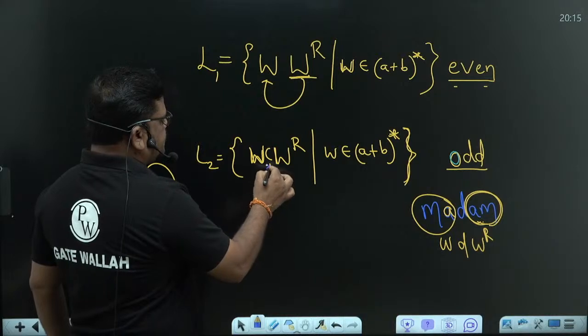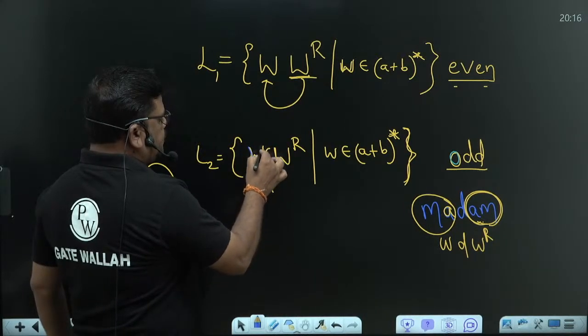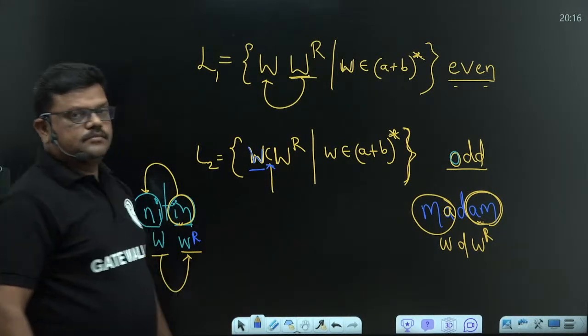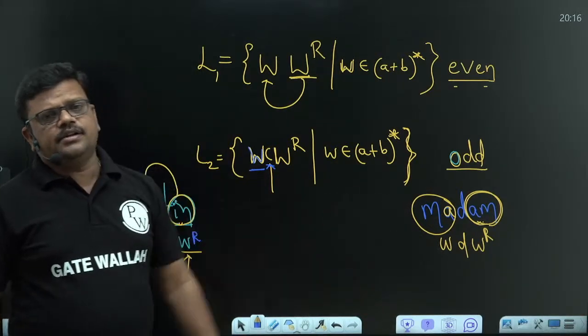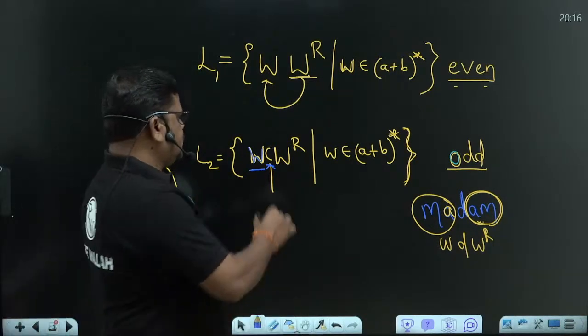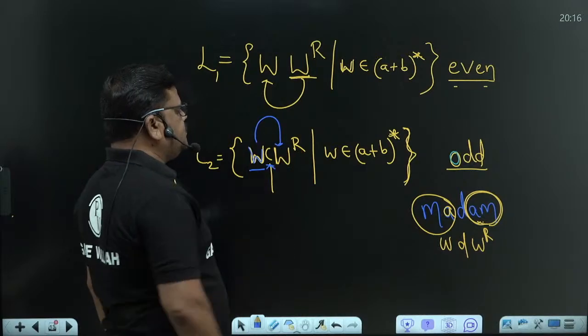There is a separator C. Before C, whatever the string exists, after that its reverse should exist. Definitely the reverse of this. That means dependency.